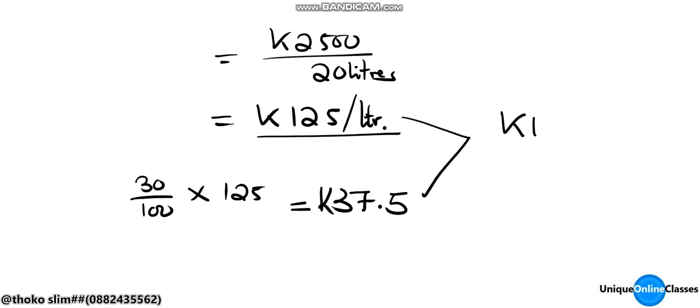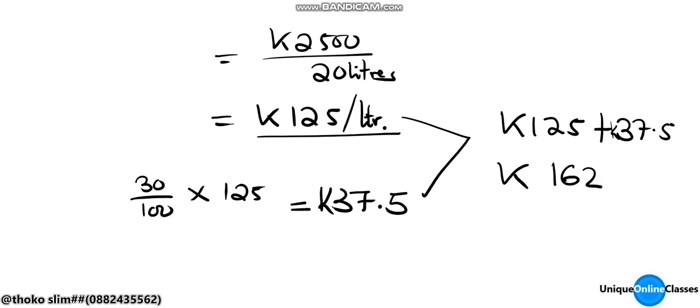So the mixture here, including the profit, is just a matter of adding this. So 125 kwacha plus 37.5, the answer is 162.5 kwacha. So 162 kwacha, 50 tambala. That's the cost of the mixture, including the 30%.